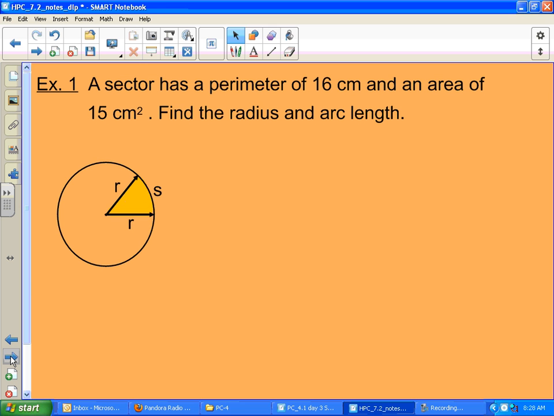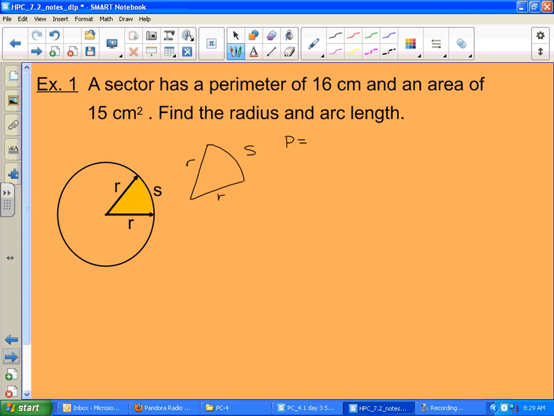So we have the area of a sector with a perimeter of 16 centimeters and an area of 15 centimeters squared. Find the radius and the arc length. So we're going to take this little pie shape out of this circle here and understand what we're working with. We have two radii and we have an arc length, and those three things must make up the perimeter. And we already know that the perimeter, it told us, was 16.